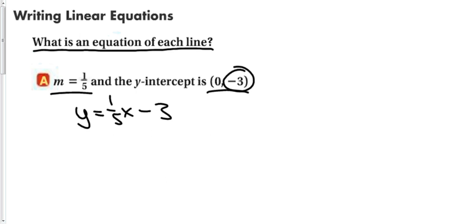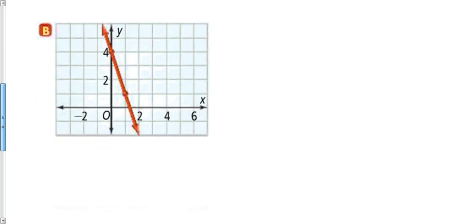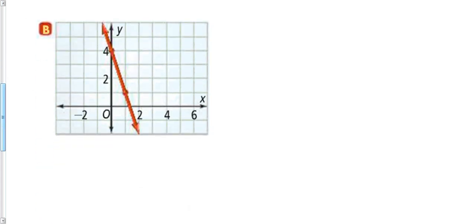I can do this if I had a slope and an intercept. I can also do it if I just had a picture. From this picture, I can figure out the slope, and I can figure out the y-intercept. Well, that point right there, my y-intercept, is going to be 0 comma 4.